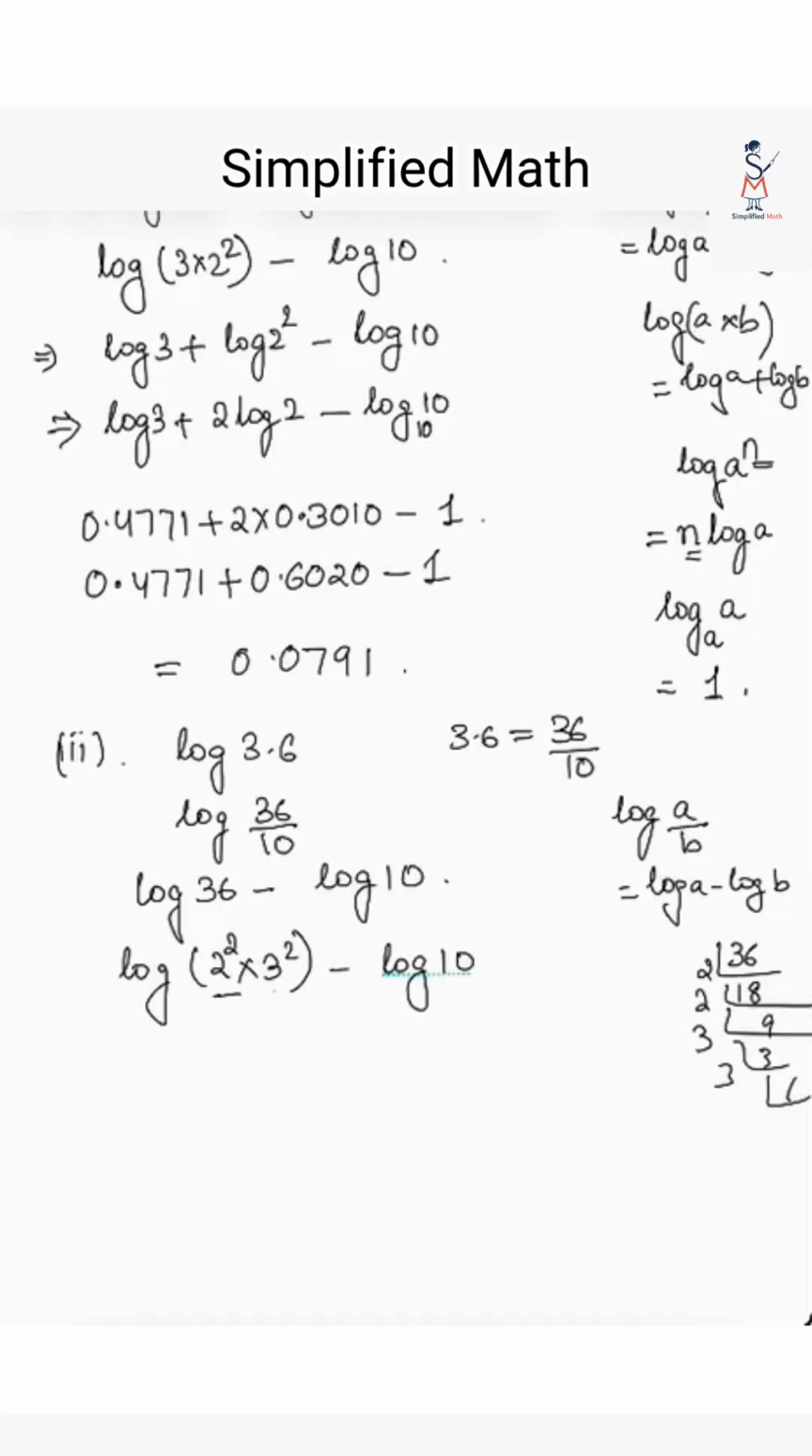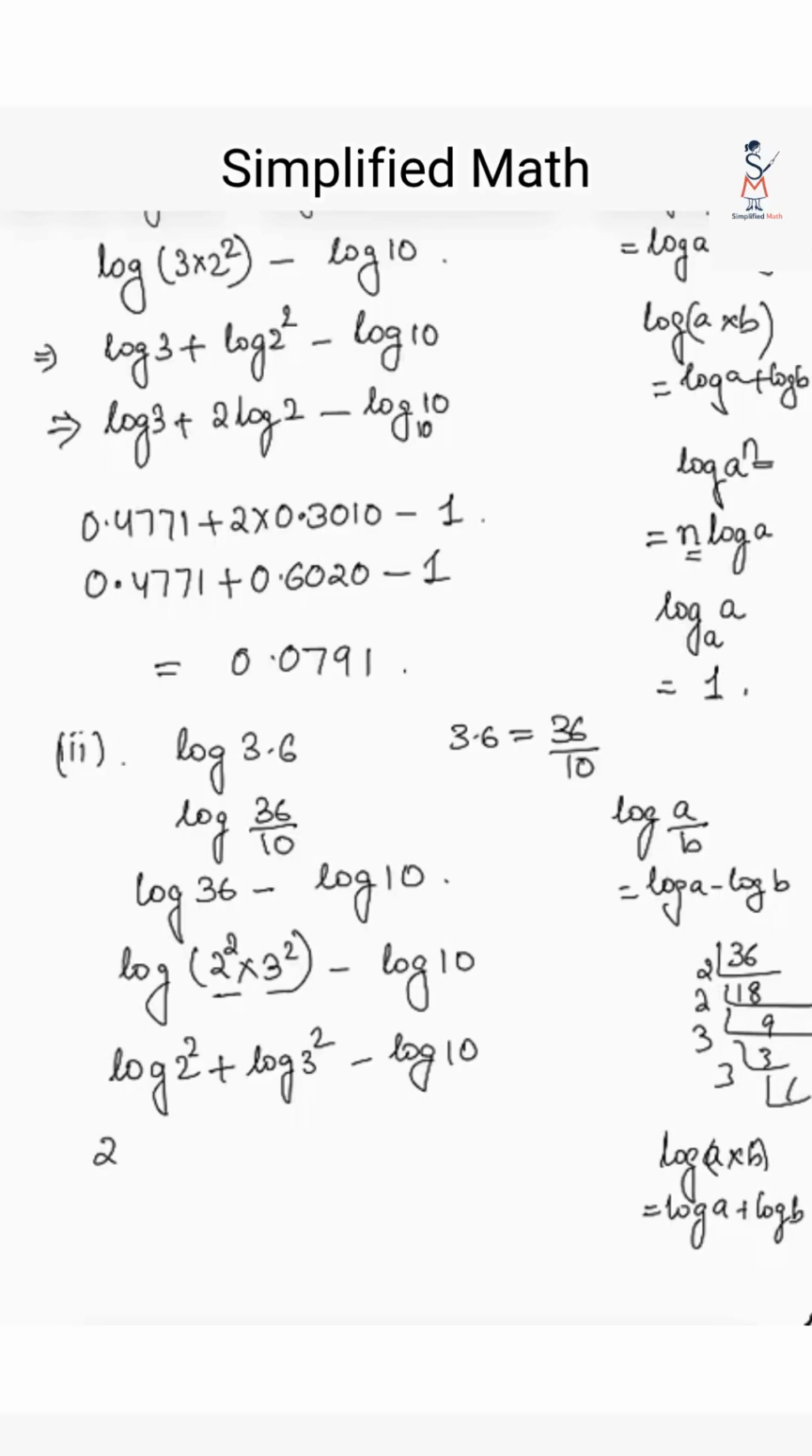Now this is log A into B. We have already seen log A into B is log A plus log B. So this will become log 2 square plus log 3 square minus log 10. Now log 2 square can be written as 2 log 2. Right? As we know log A raised to the power n is n log A over here. Fine. That is 2 log 3 minus log 10.